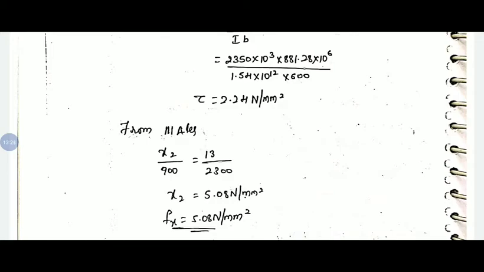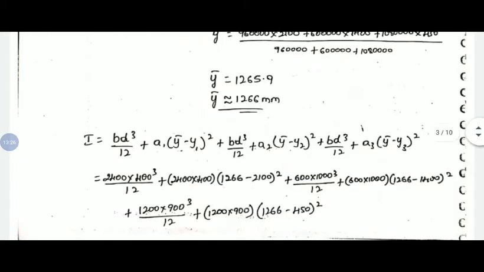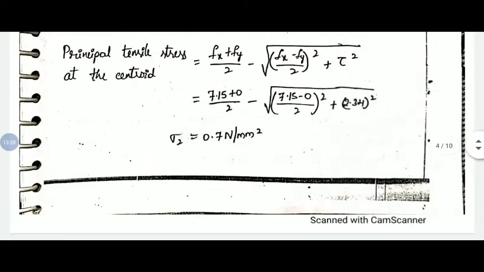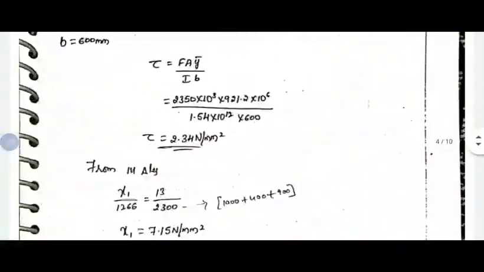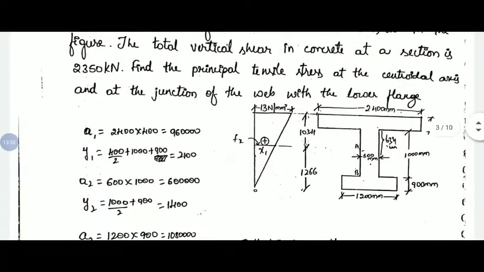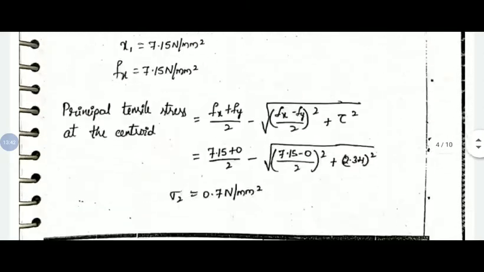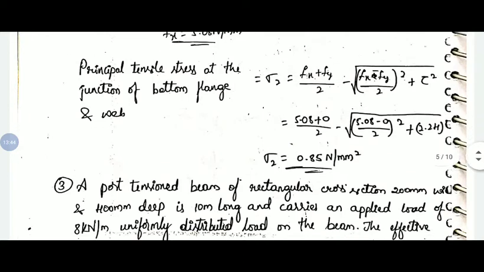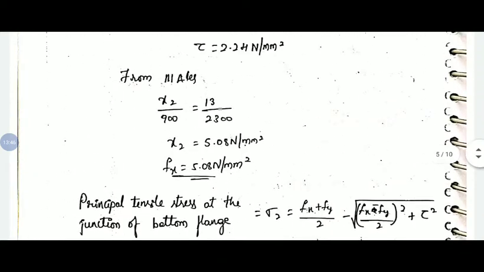So the same triangle we need to consider at the level of bottom flange and web. Here it is, bottom flange and web. At the level of bottom flange and web, that means from bottom it is 900 mm above in this triangle. So on simplifying we will get x value 5.08. So Fx at the level of junction between bottom flange and web is 5.08 Newton per mm square.